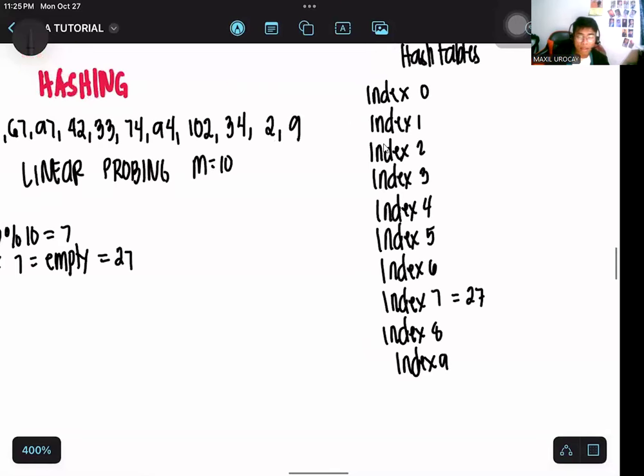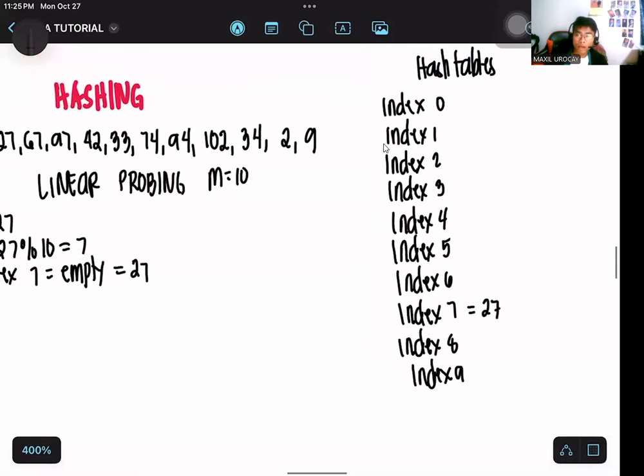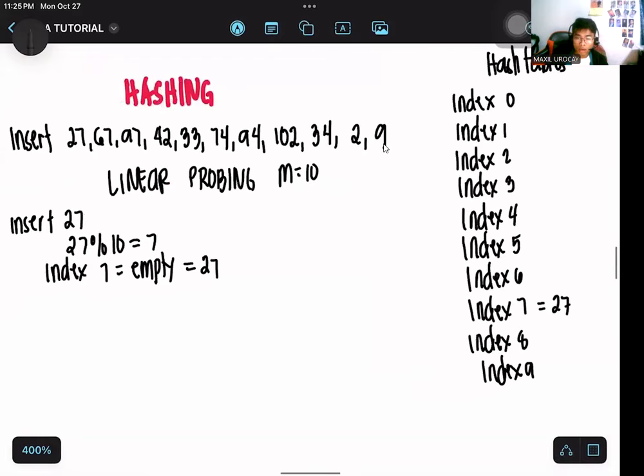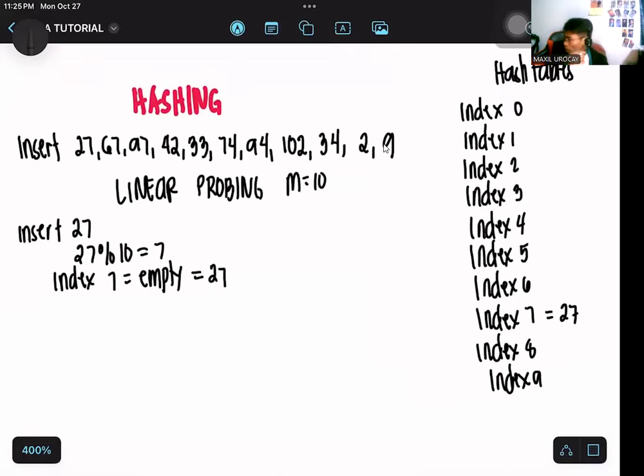So please be reminded that in your linear probing, we are not allowed to insert many elements in our placeholder. It must be one because this is actually behaving as an array. So this is stored in a contiguous manner. So of course we cannot insert anymore if ever there will be a data collision. But for data collision, what happens? We'll do the linear probing definitely.